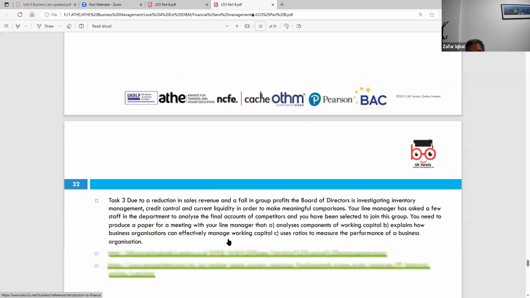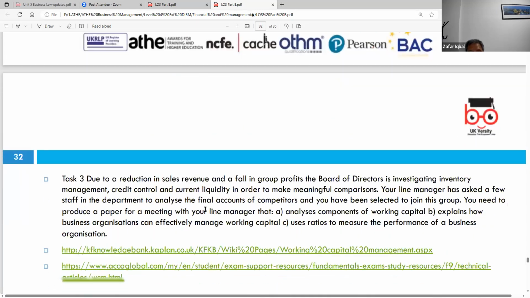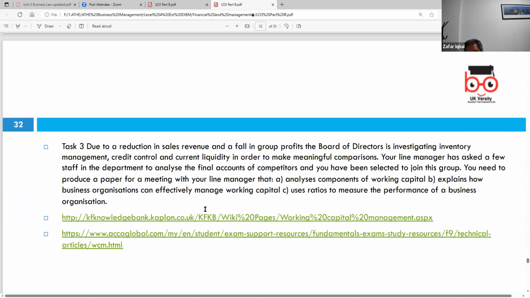The third task says, due to a reduction in sales revenue and a fall in group profit, the board of directors is investigating inventory management, credit control, and current liquidity in order to make meaningful comparison. Here, I think you need to look at the components of working capital, so you need to explain some ratios. Analyze components of working capital: the current ratio, current assets over current liabilities, and the stock ratio, which is current assets minus stock over current liabilities. So this is the working capital ratio. And you need to explain how these ratios can be useful, okay?